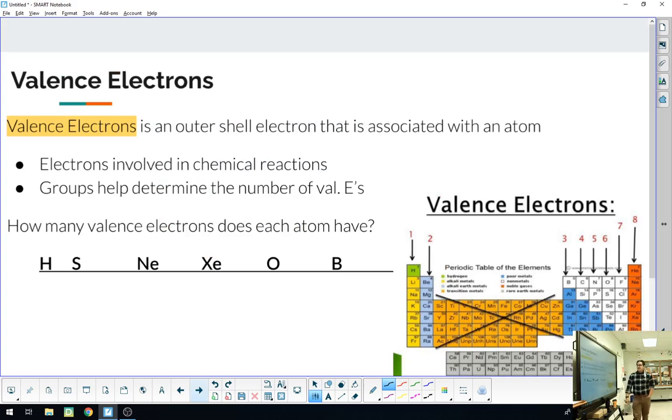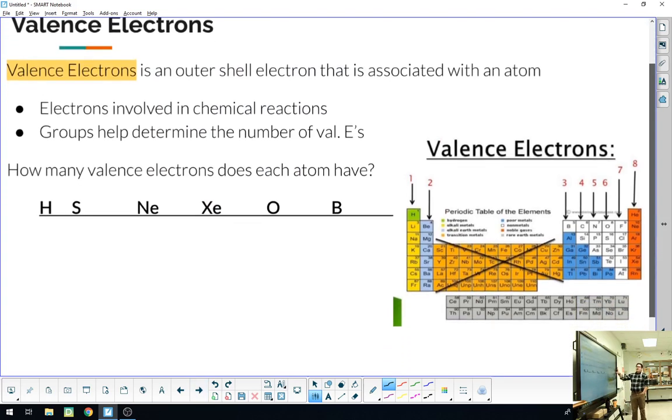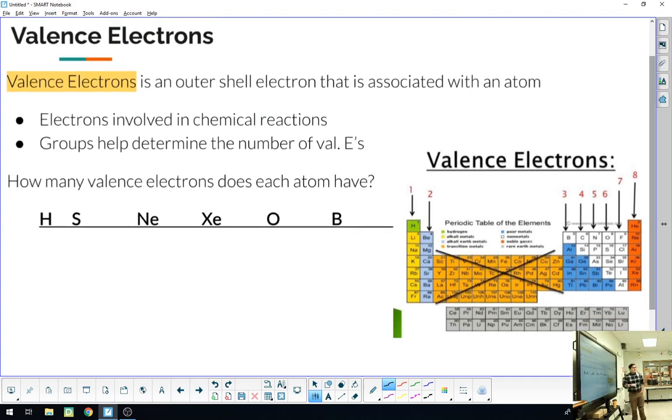All right, I gave you a fresh periodic table today. What I want you to do, either on your periodic table or on the fresh one I gave you, is write the number of valence electrons at the top. So the first column, we've got 1, 2. We skip the middle ones, 3 through 8.